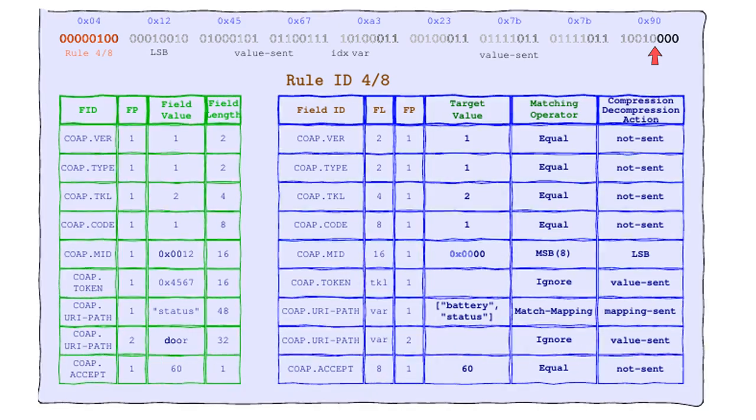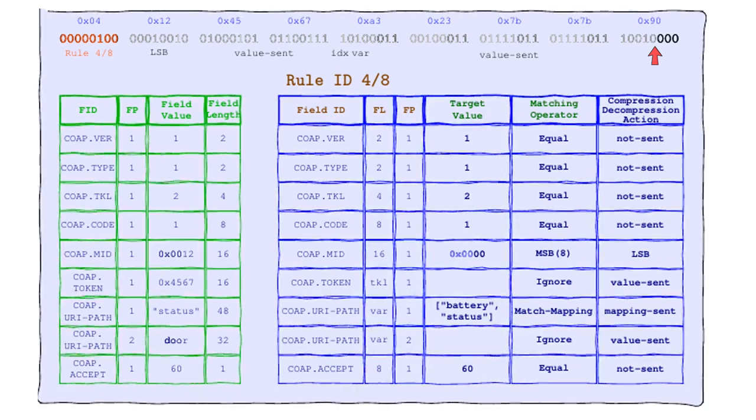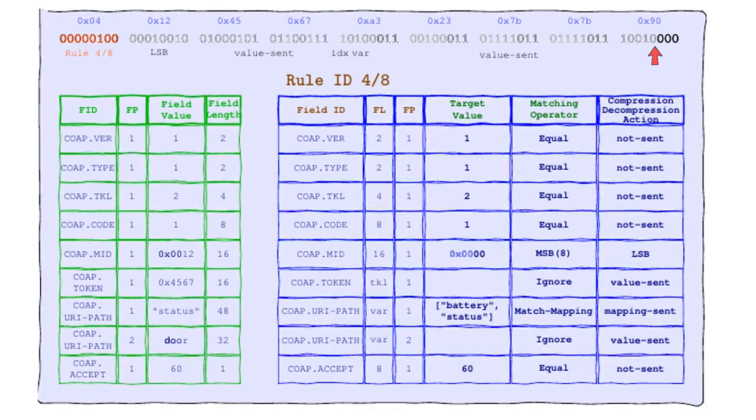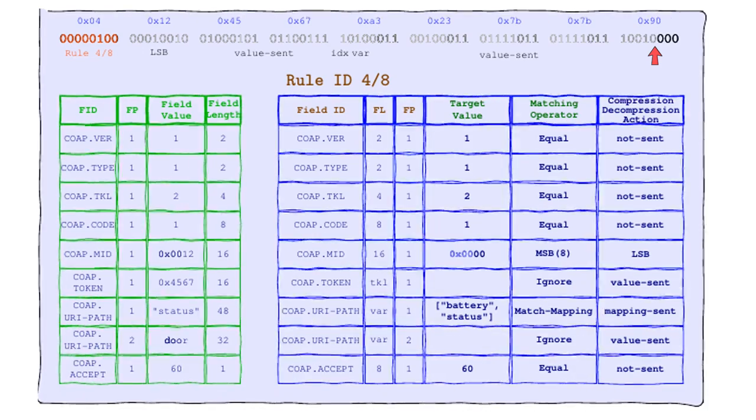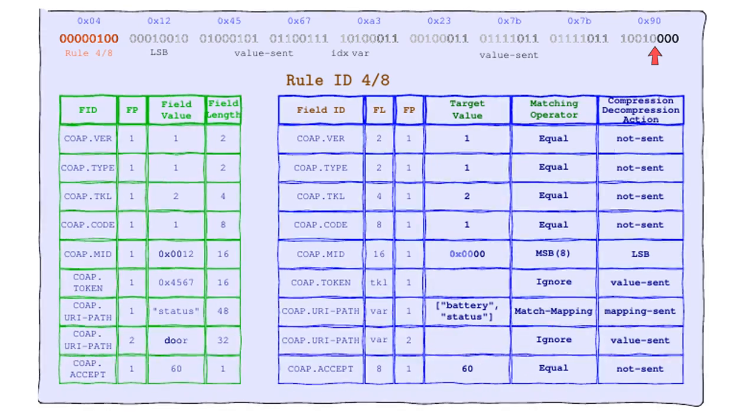And here we are, sprinting towards the finish line with our final field. We're looking at accept, the CDA's flashing not sent. Our champion doesn't need to dig through the compression residue this time. Instead, they're going to pluck the field value straight from the rule itself.